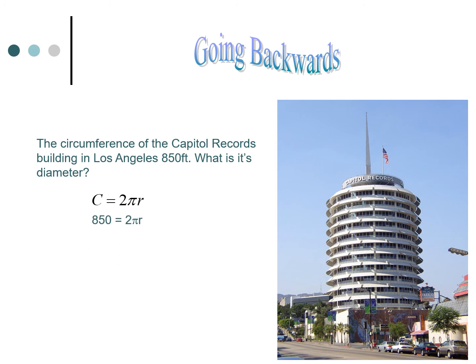It turns out that the circumference is 850, and then we have 2 pi r. To solve for r, just divide both sides by 2 pi, and the radius is 135.2818. And then finally, to find the diameter, just double that answer. It should be approximately 270.5636 feet.